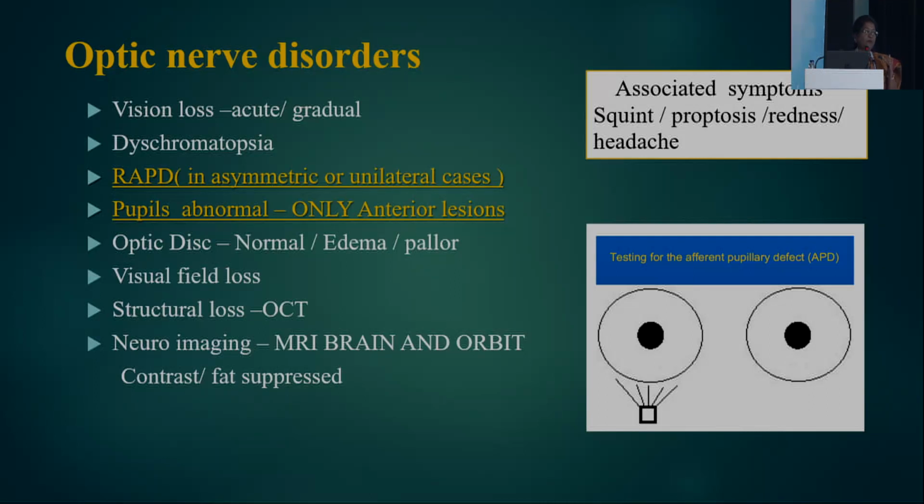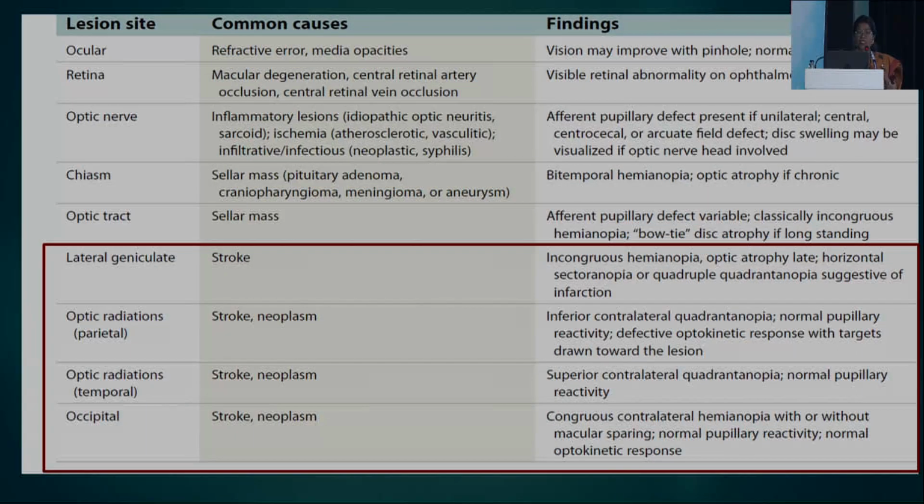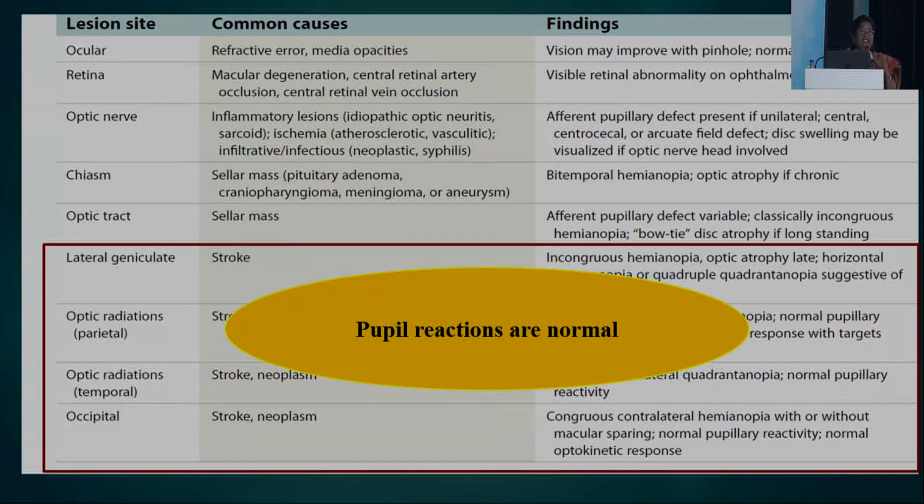Always ask for brain and orbit, because you may miss some lesions in the orbital apex, in the superior orbital fissure. When you get lesions in that position, you may miss the lesion if you get only an MRI brain and you do not get that of the orbit. So this is the type of lesions you can see. You can read it up in the textbook.